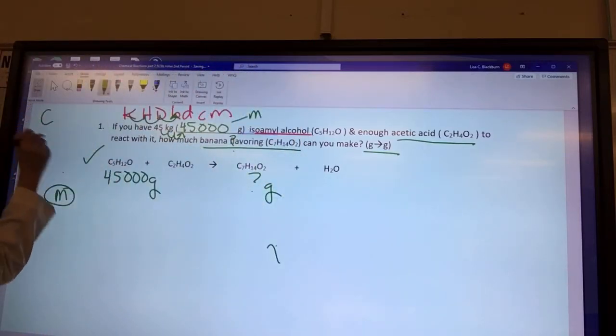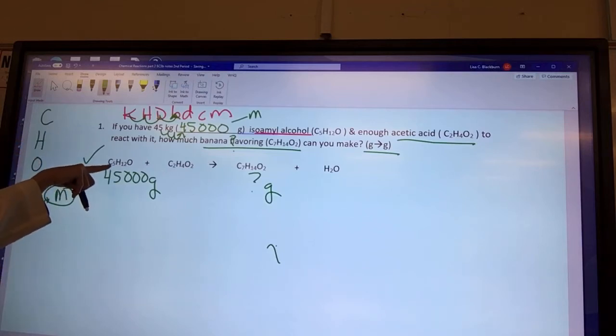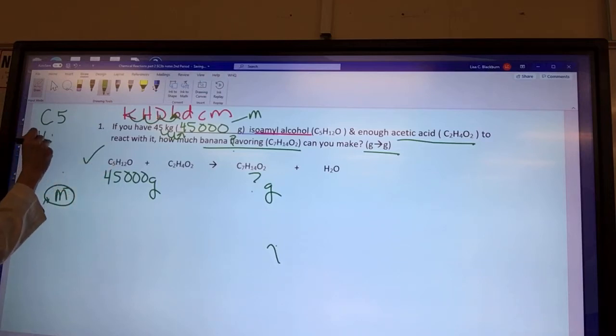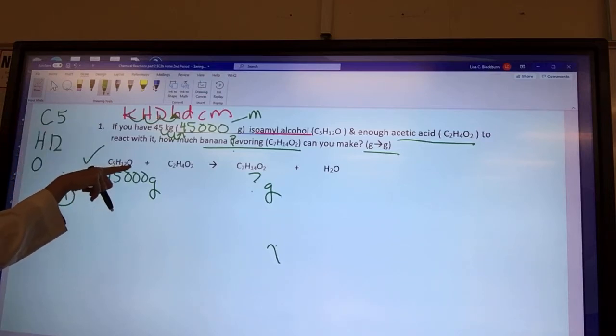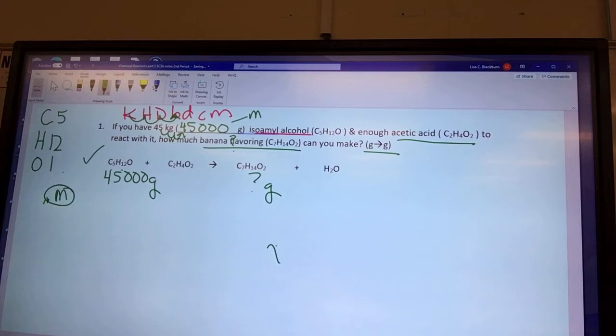It's made out of carbon, hydrogen, and oxygen. Then I write how many I have. I have 5 carbons from that little 5, 12 hydrogens from that little 12, and an understood 1 oxygen. Are we good so far?